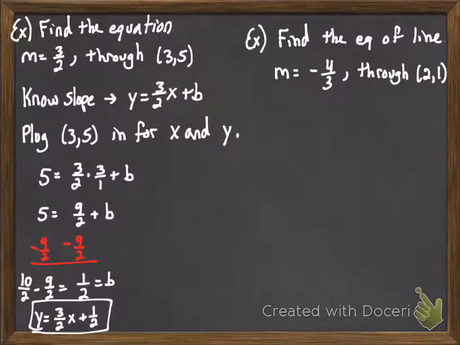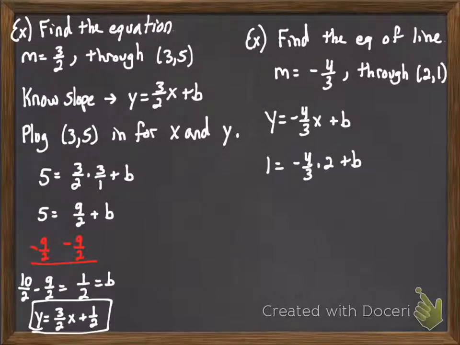This time we know the slope of our line is negative 4/3, and we're going through the point 2,1. Again, we know the slope, so we can write that down. We then take that point 2,1 and plug it in for x and y. Be careful when you're doing that. The point is 2,1, but our equation is written y equals mx plus b. Be careful not to put the 2 in for the y. The 2 is your x value, the 1 is your y value. So we plug that in.